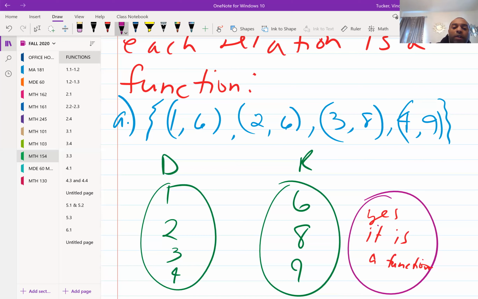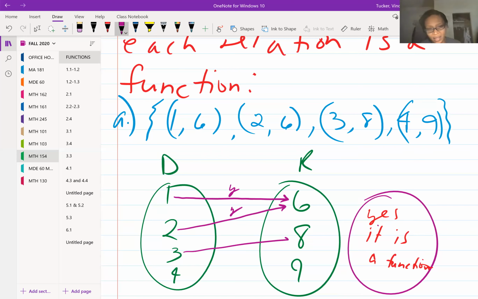All right, so when we look at 1, now remember what you have to ask yourself is, is the value that you're looking at in the domain going to only one value in the range? If you can answer yes to each one of those elements in your domain, then that means it is a function. So when I look at 1, it goes to only 6, so the answer is yes. Now when I look at 2, 2 goes to 6 as well, but that has nothing to do with the 1. You're asking yourself, is 2 going to only one value? And the answer is yes.